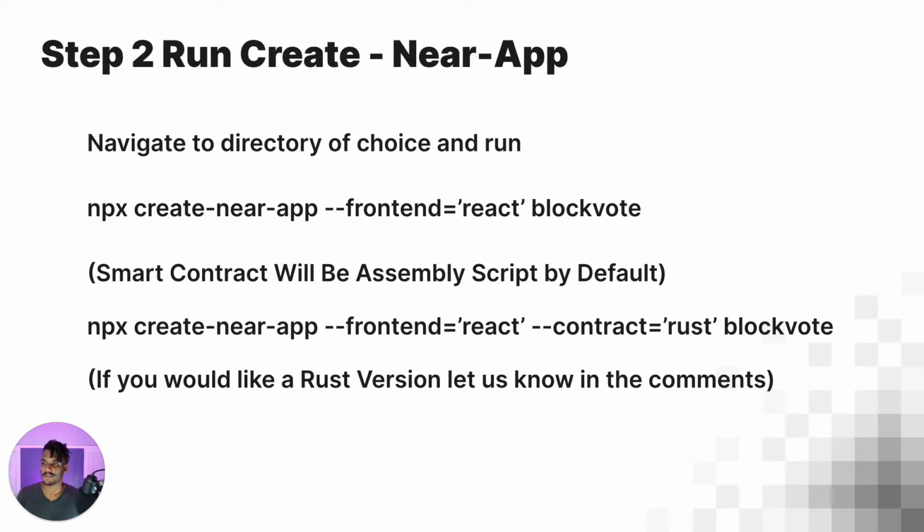So step 2 would be to actually run the create-near-app command to create our project template, brought to you by Near. To start off our cool decentralized application: npx create-near-app --frontend=react, and the name of the project, which is Blockvote. So that's what this whole line looks like.